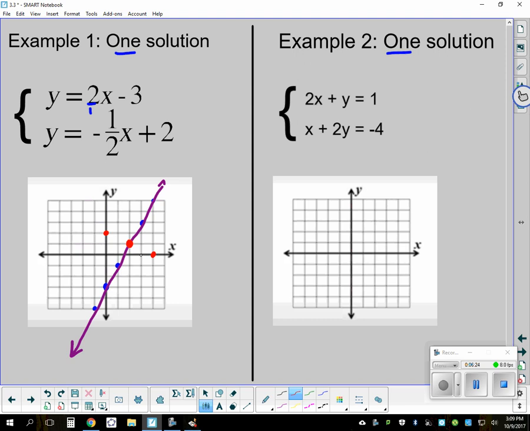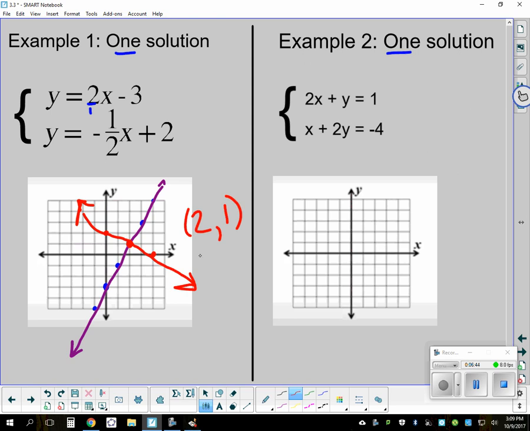Okay, so as soon as I do that, I can go ahead and just draw that line in. Whoa, I'm going crazy here. Hopefully your lines look a lot straighter than mine. And then the solution is where that intersection point is. So that ordered pair, the x value is 2 and the y value is 1.